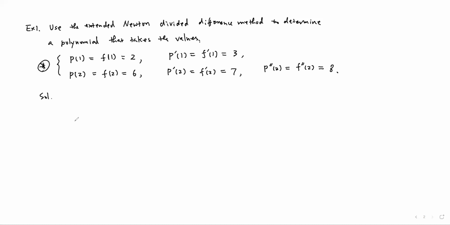First step is to establish a new set of nodes. Let me give names to these nodes. C0, and then this one, C1. This one, C2, C3, C4.